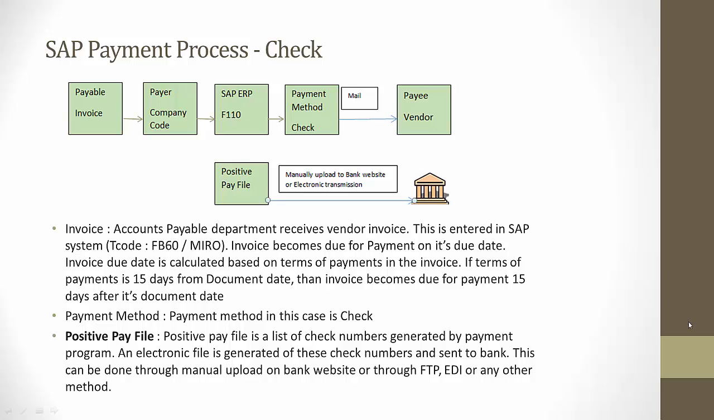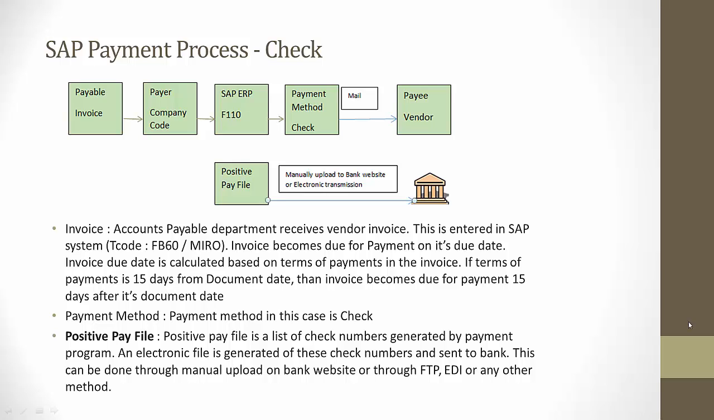Once the vendor invoices are entered in SAP system, the next step is to run the payment program, F110. Payment program will identify the vendor invoices which are due for payment on the payment run date. It will generate a list of payment invoices along with the amount due. We can approve these once the invoices are approved by us.